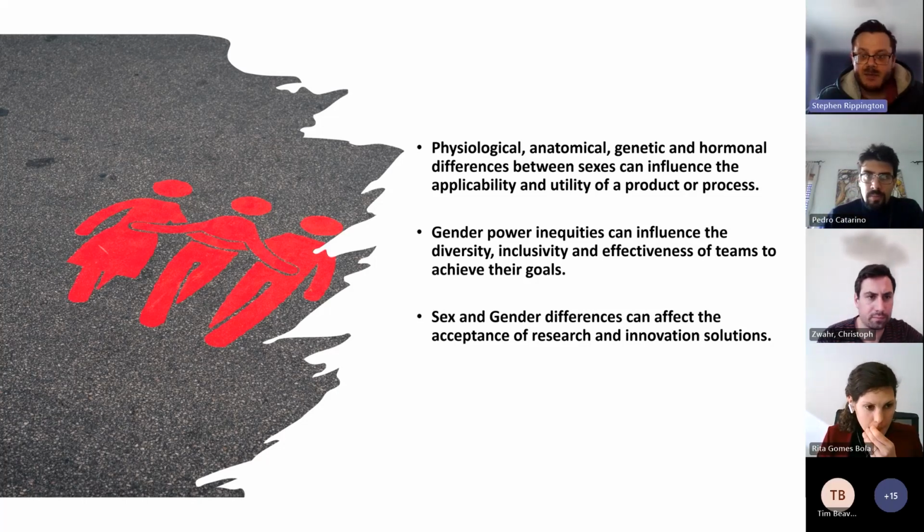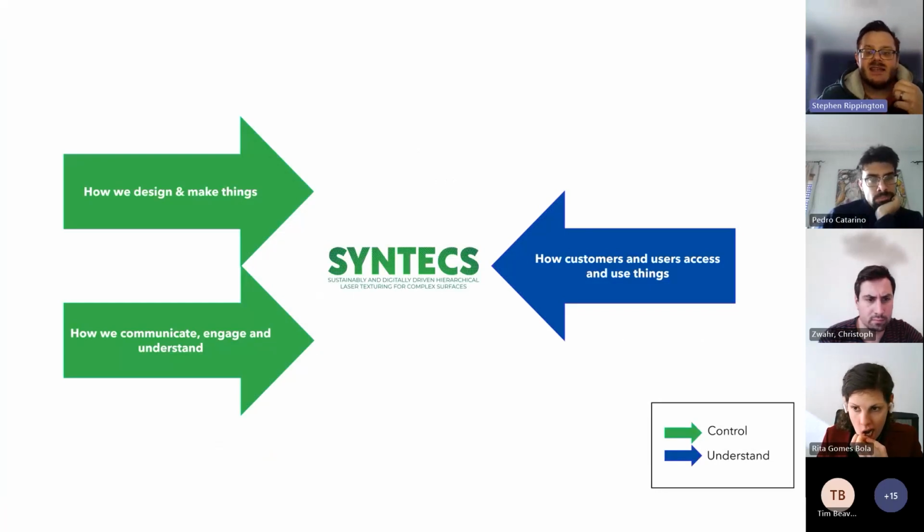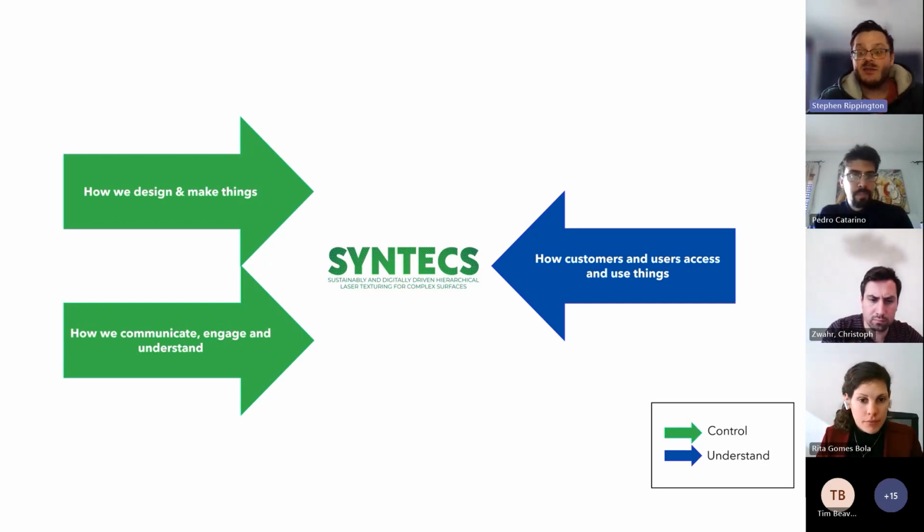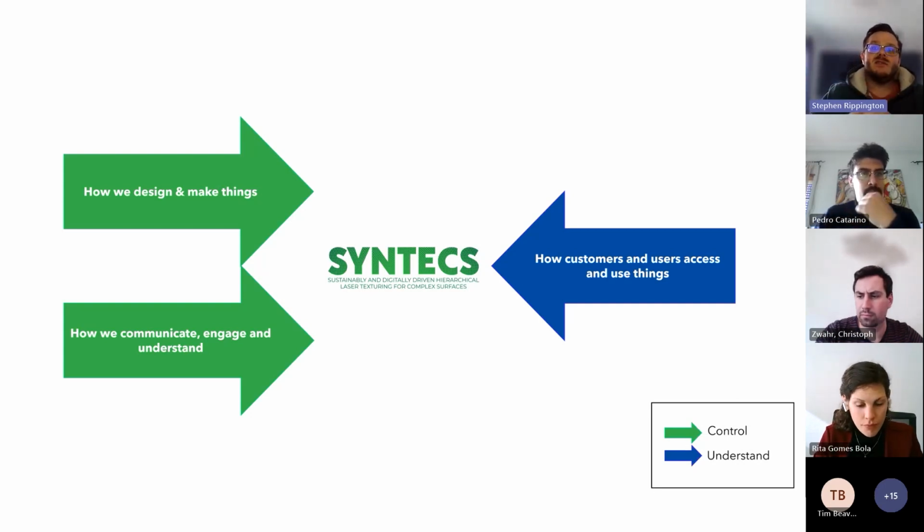What I want to do over the next couple of slides is just think about what this might mean now for Syntecs. So this slide is here really to help us understand what we can do next. Now, we're in control of the way that we design and make things and how we communicate and engage with stakeholders. So that's the green arrows on the left. But we need to understand how customers and users want to use our products and processes. So that's something else that we don't have control on how they use it, but we have control on trying to understand that.